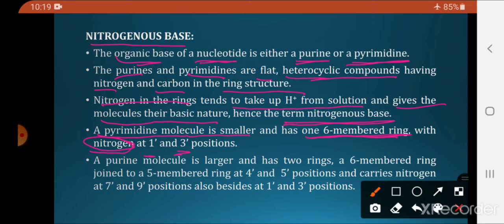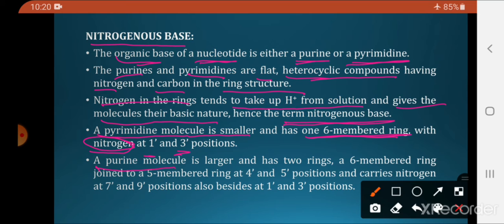So we will see its structure. What is a pyrimidine? It is a smaller structure which has one 6-membered ring. Of this 6-membered ring, positions 1 and 3 are occupied by nitrogen, and the remaining are occupied by carbon. Okay. Now a purine.